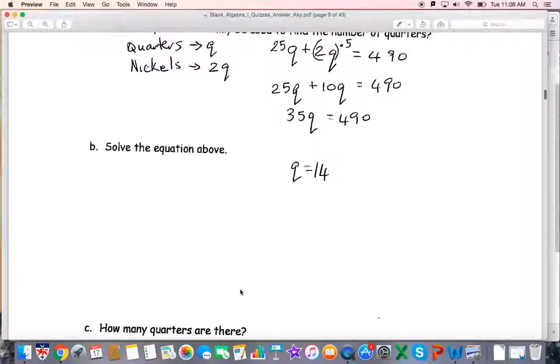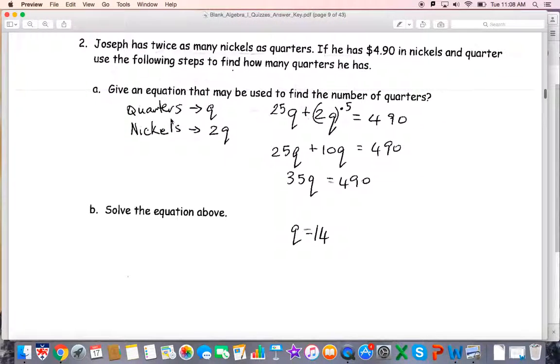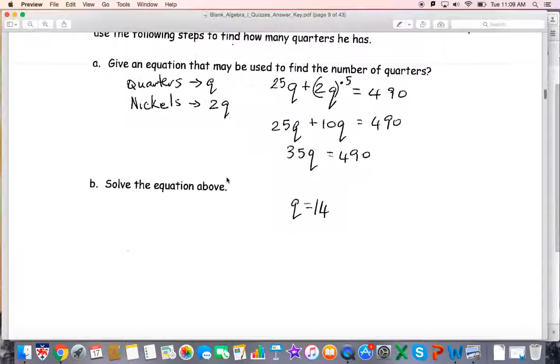Now, even though this question didn't ask you for the number of nickels, it's always good to check yourself. So the nickels, there are twice as many nickels as quarters. So since there are 14 quarters, there will be 28 nickels.